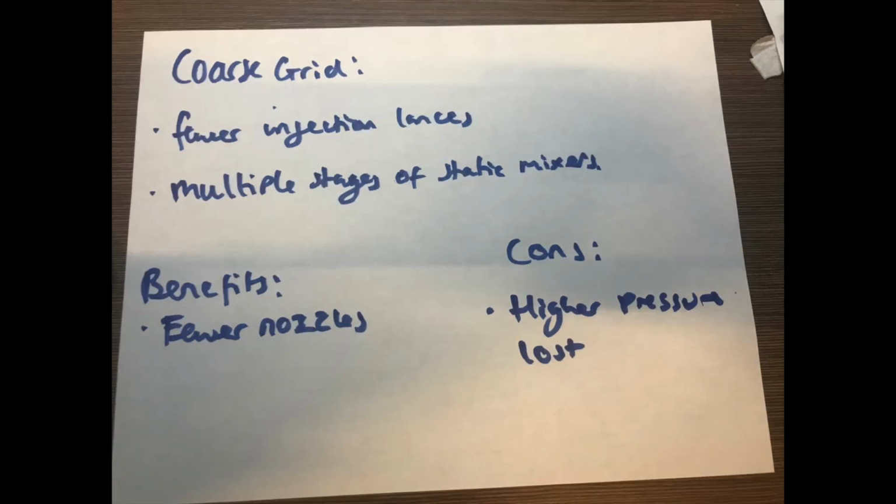Next up we have coarse grid ammonia injection, where they use fewer injection lances compared to dense grid by a factor of 5 to 10. Lances are located immediately upstream of a static mixer, often multiple stages of mixers. Some of the benefits: fewer nozzles and larger openings, less prone to pluggage. Coarse grid issues are higher pressure loss, and tuning is not as straightforward as it seemed.